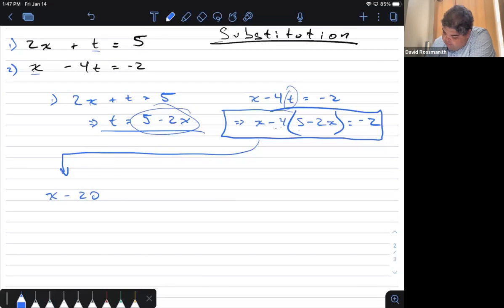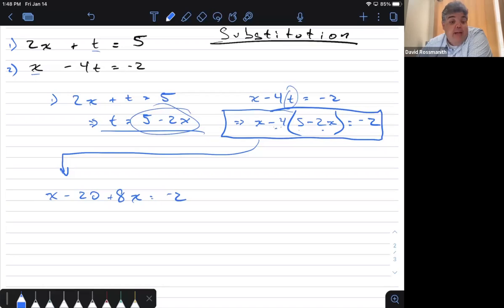And then -4 times -2x. Well, minus becomes plus, so it's plus 4 times 2x, which is 8x. Okay, so I've now distributed the -4 into my parentheses, and that's what's left, equals -2. This is a little nicer. I can see how to solve this.